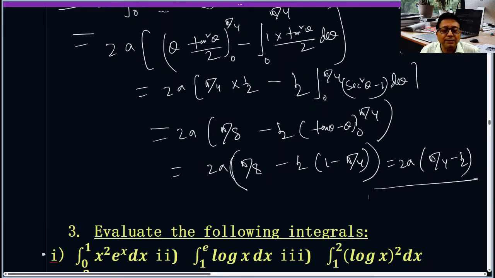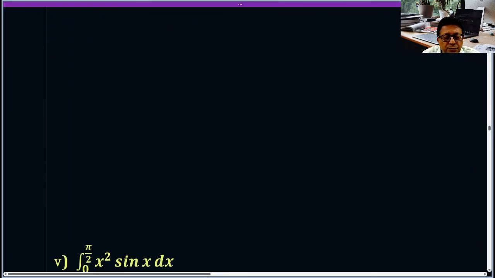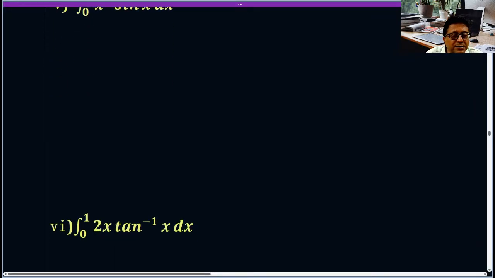All these sums are based on by parts. I am not going to do them. Just integrate by parts and then put upper limit minus lower limit. I will be solving those types. This one also, x square as first function, sin x as second function. Isn't it? Do after this session.